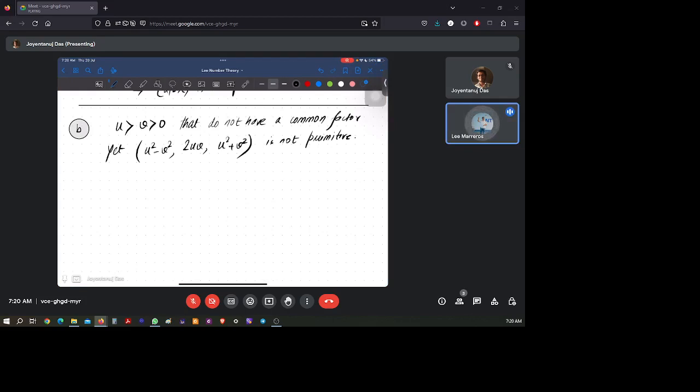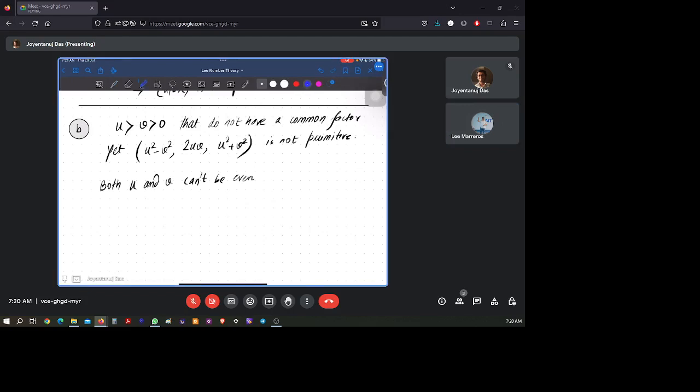So how do we generalize two numbers which have a GCD of 1? For example, one idea is that if both of them are even, then already they have a common factor, so that will not work. So both u and v cannot be even, because I want that they don't have a common factor.